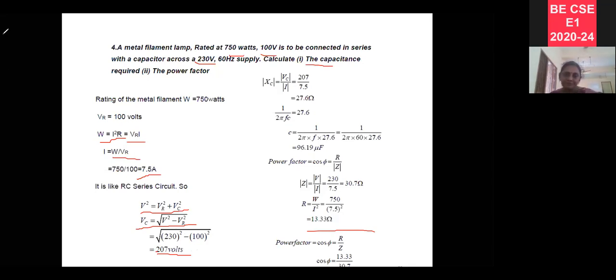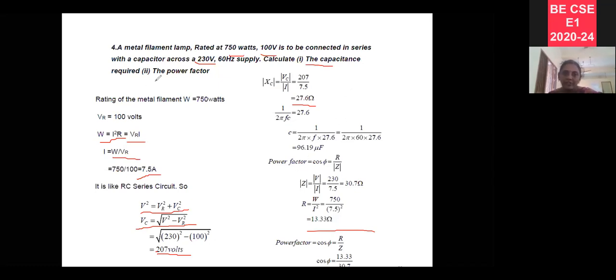Now to calculate XC, we are checking only for the capacitance, because we wanted to calculate the value for the capacitance. We know the voltage drop across the capacitance VC is equal to I into XC. As the current value is known, you can directly calculate the XC value. XC is equal to VC by I, so that will be equal to 27.6 ohms. So XC is found out, and you can find out the capacitance value. Capacitance is equal to 1 by 2 pi F XC.